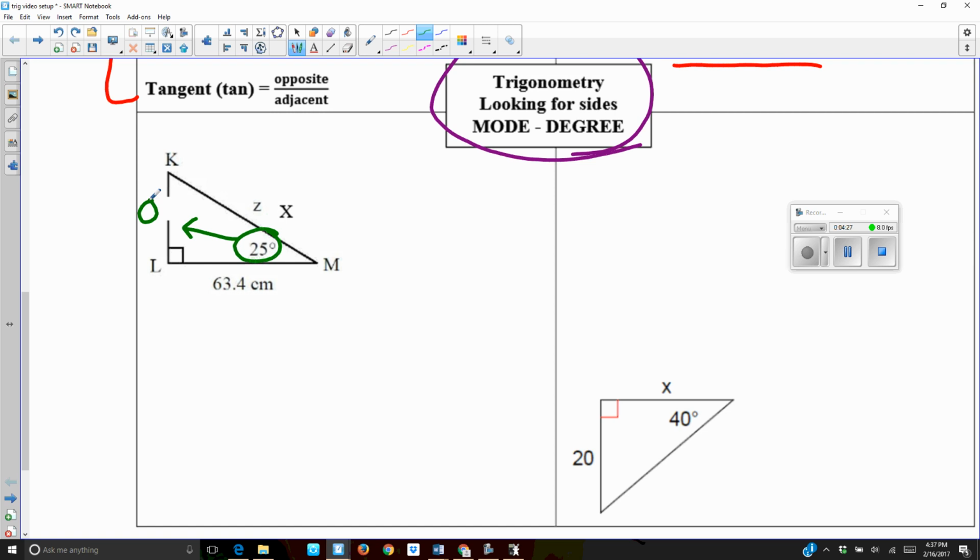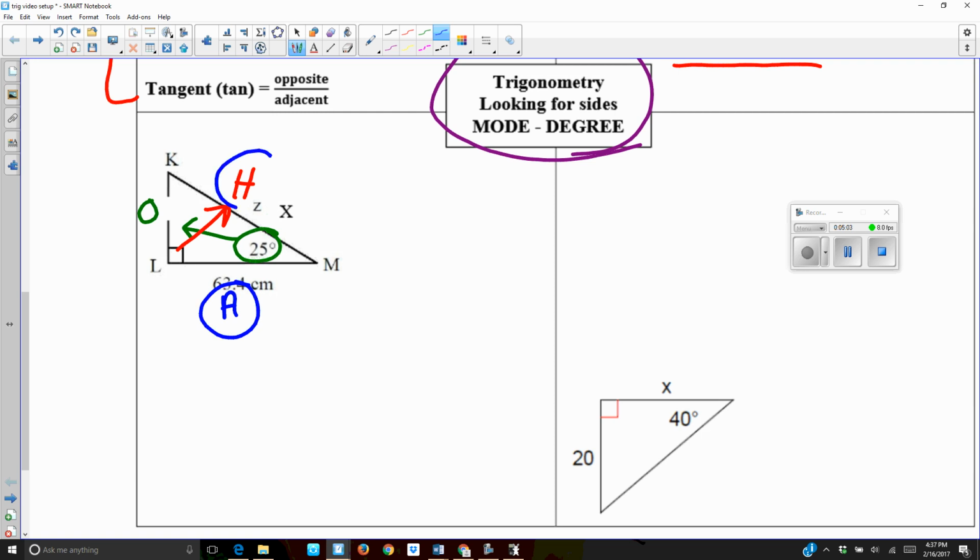So we're not going to use the O, but we are going to use the H, because z, the side we're looking for here, our unknown variable, is the side opposite the right angle. So that's our hypotenuse, which means 63.4 has to be the adjacent side. And adjacent just basically means next to the angle. The hypotenuse is also next to the angle, but it's already been labeled the hypotenuse, so it can't be both the adjacent and the hypotenuse side.